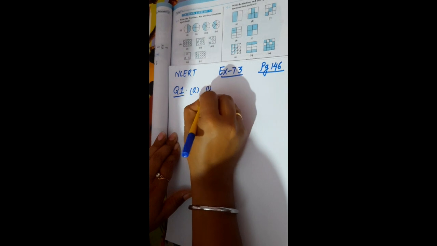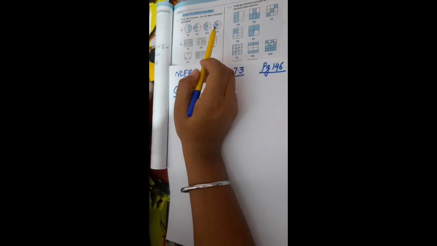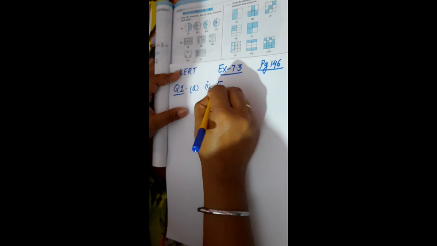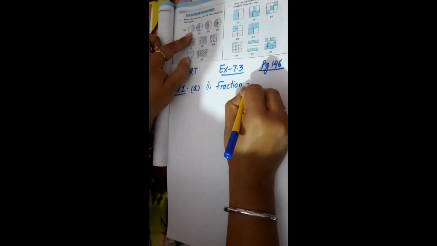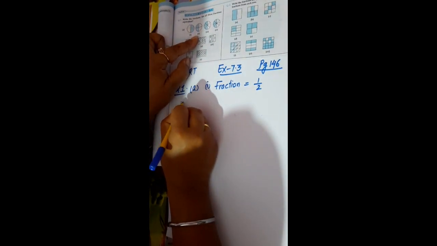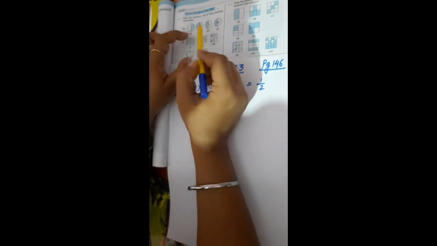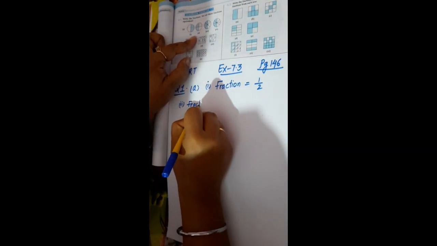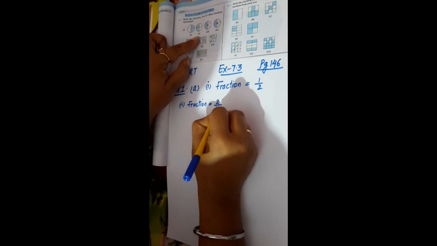Here is the first figure. As this figure is divided into two equal parts, the fraction of the shaded portion is 1 upon 2. Now next you have to write the fraction of the second figure. This figure is divided into 4 equal parts, and here we have 2 shaded parts. So the fraction of the second figure is 2 upon 4.